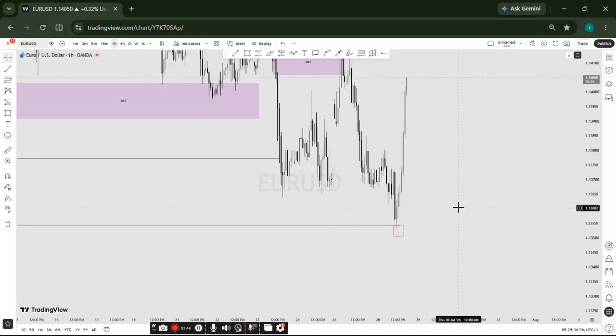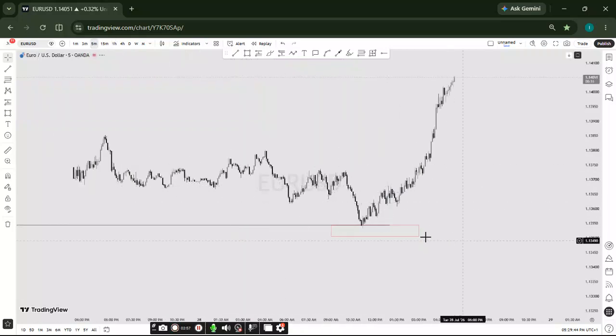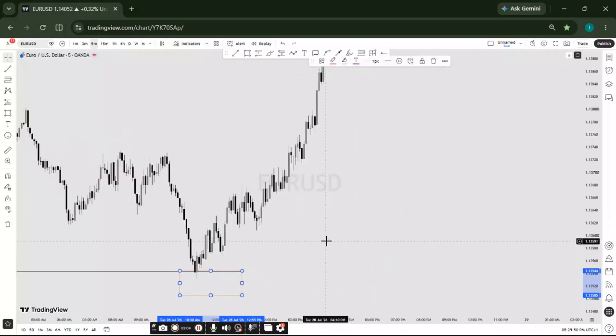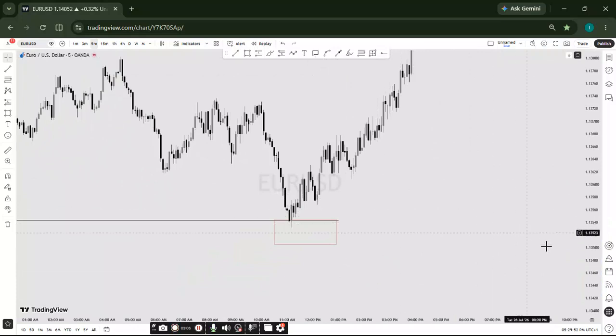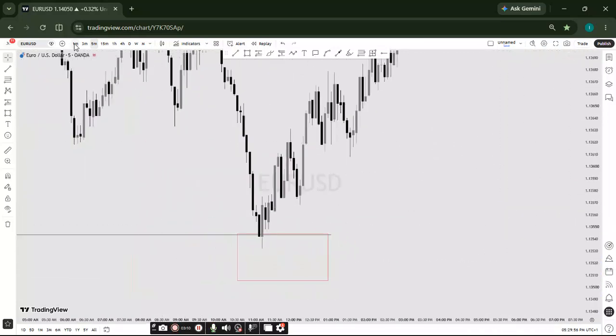All right. Since that's the case, the next thing to consider would be going into your lower time frames. What would I be looking for in my lower time frame? I'm looking for confirmation before I go into the trade. Now, the first thing I want to look for is a liquidity.